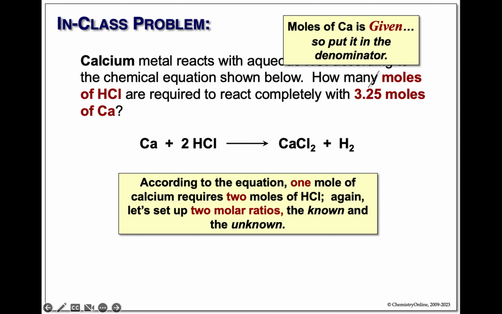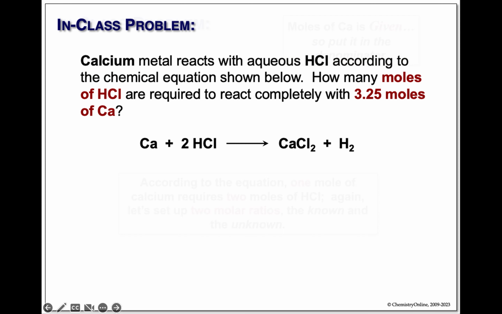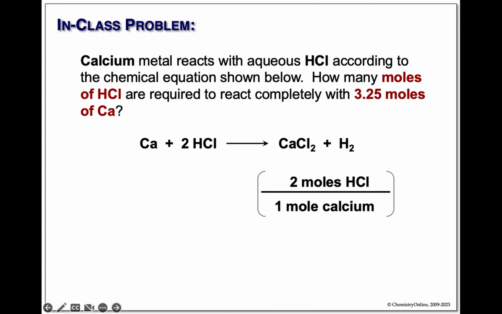That's going to be a ratio, a known ratio. This is our given, so we want to put the calcium in our denominator. And we can write this. 2 moles of HCl for every 1 mole of calcium. Our unknown ratio, we want find over given. We're trying to find this. That's our x. This is our given. And we simply do find over given.